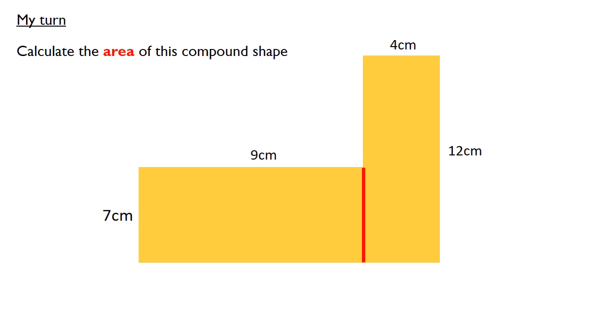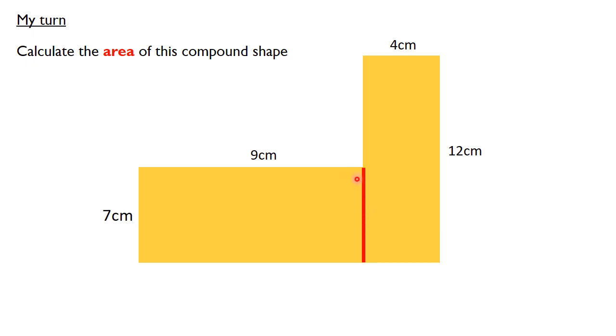Very good. Hopefully you have done the same as me and you have drawn your line here. So we have rectangle 1 and rectangle 2. Remembering from Friday's lesson, how we work out the area of a compound shape is we need to work out the area of this rectangle and then the area of this rectangle and add them together to give us the area of the entire compound shape.